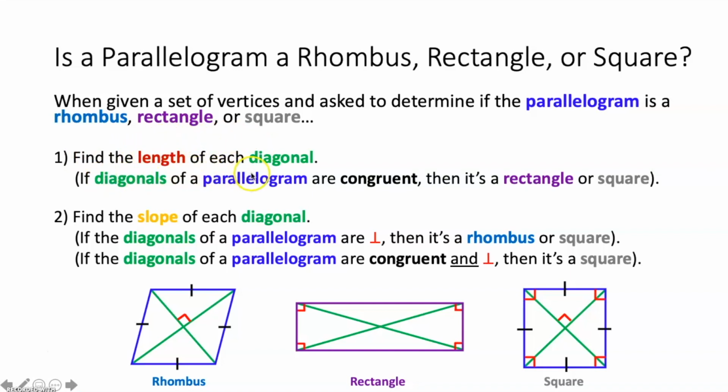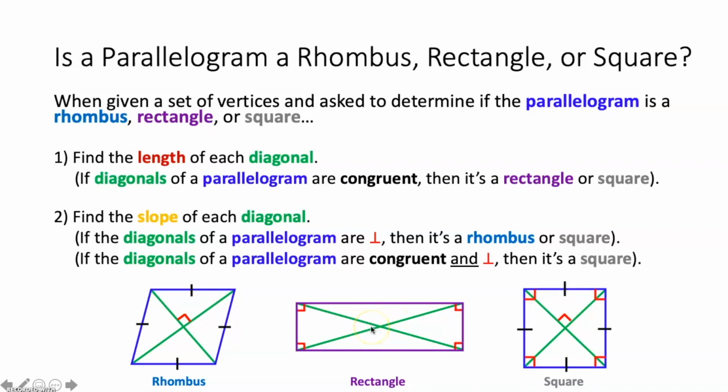If the diagonals of the parallelogram are congruent, then it's either a rectangle or a square, because those are the 2 parallelograms that have congruent diagonals. As you can see, one diagonal of the rhombus is shorter than the other. After you find the length of each diagonal, you move on to step 2, which is to find the slope of each diagonal. If the diagonals of the parallelogram are perpendicular, then it's either a rhombus or a square, because those are the 2 parallelograms that have perpendicular diagonals. The rectangle does not have perpendicular diagonals.